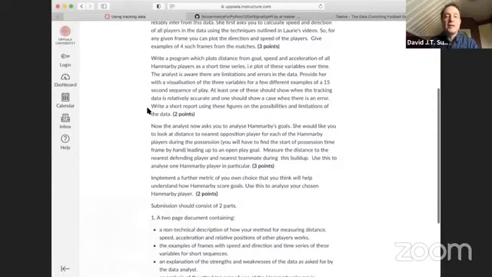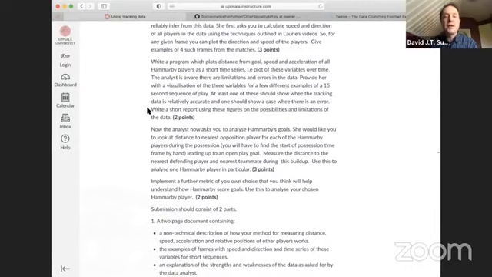The analyst is aware that there's limitations and errors in the data. Provide a visualization of the 3 variables for a few different examples of a 15-second sequence of play. The idea here is you get an idea of how this data works. Present some examples of this and then talk to her about what the accuracy of the data is and what you can expect from it. I think it's good for you to actually start working with the data and getting a feeling for what you can and can't do.